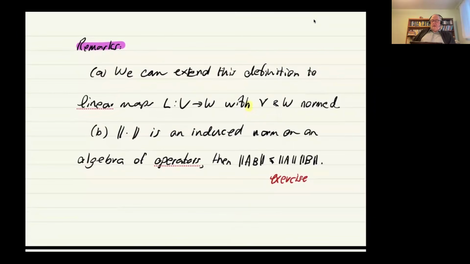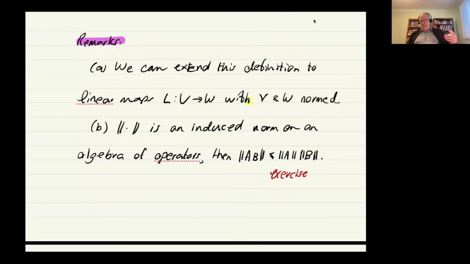Yeah, and so I'm mainly concerned with maps from V to V, but you can generalize this definition to maps from one space V to another space W. And if you have an induced norm and algebra operators, then the norm of AB is less than or equal to the norm of A times the norm of B. So in finite dimensions, you're always free to assume that this property holds.